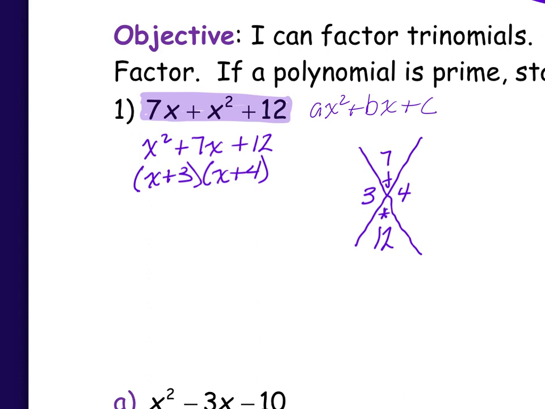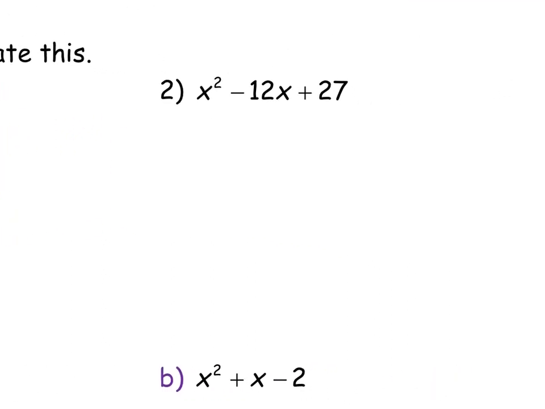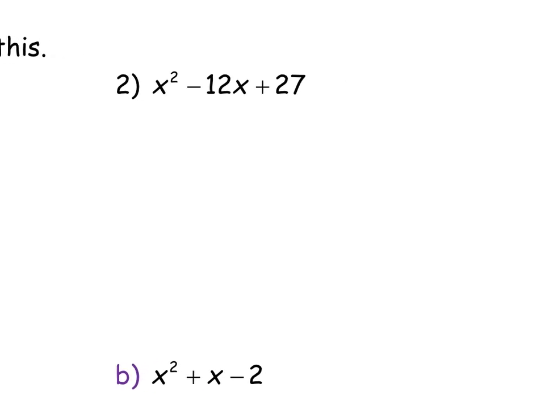So here we go for number 2. Again, a is 1, so I can use the simplified version here. I need two numbers this time that are going to multiply to be 27 and add to be negative 12. So think about that. Multiplies to be 27 and adds to be negative 12. Does anyone know?